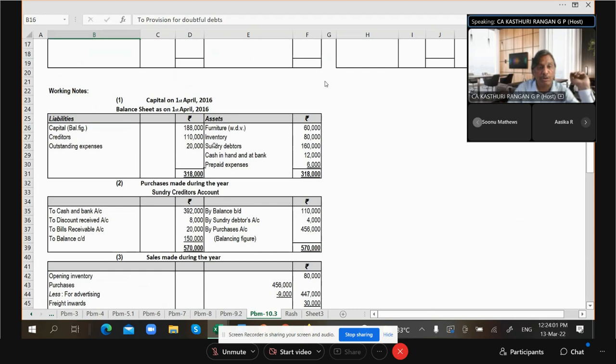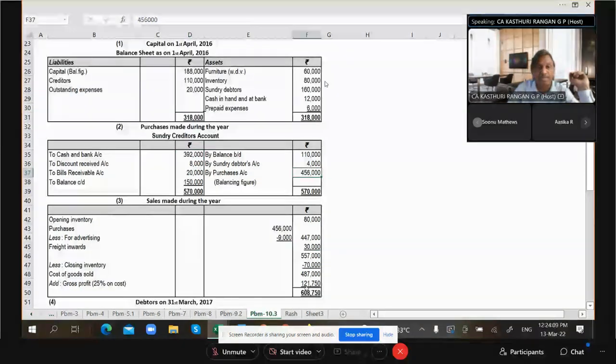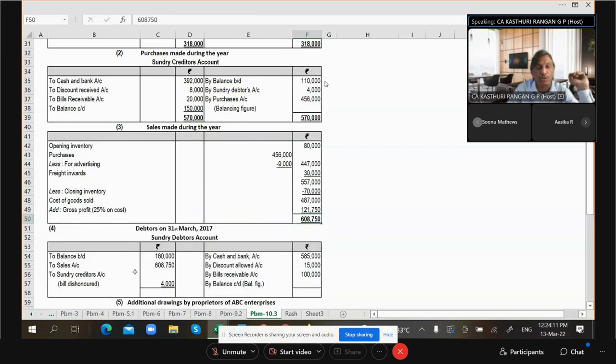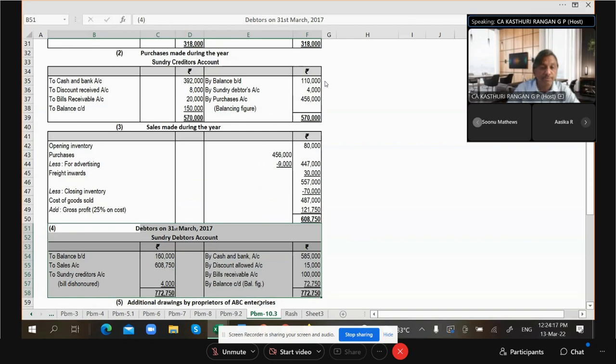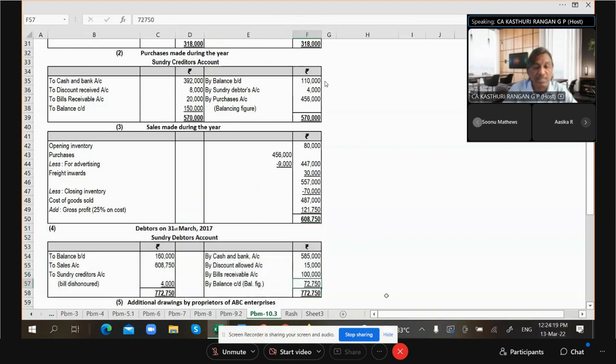See, working note number 1 we got the capital. Working note number 2 we got the purchases. Working note number 3 we got the sales. Working note number 4, what is the balancing figure? That will be the closing balance. So the closing debtor is 72,750.